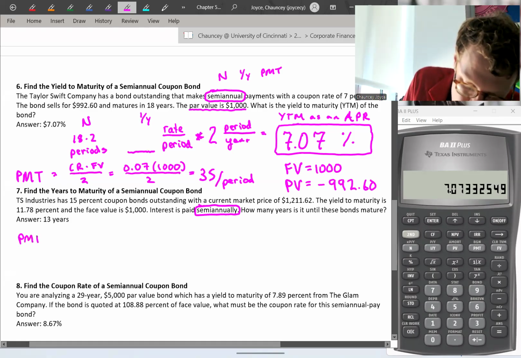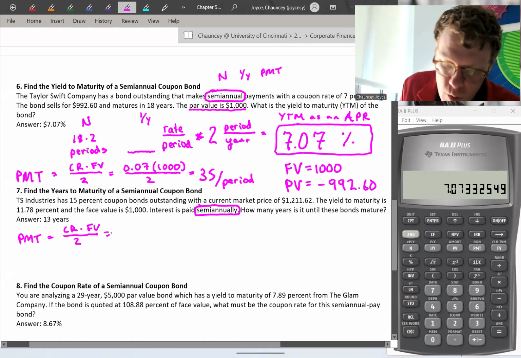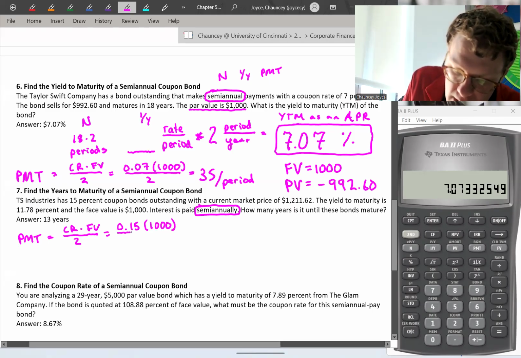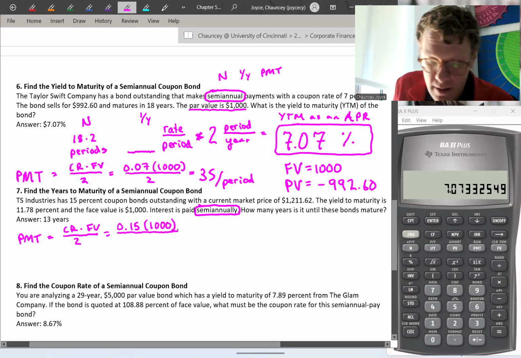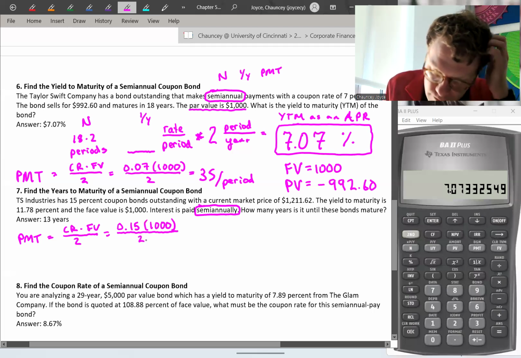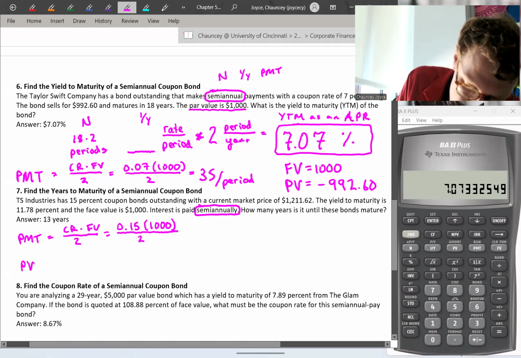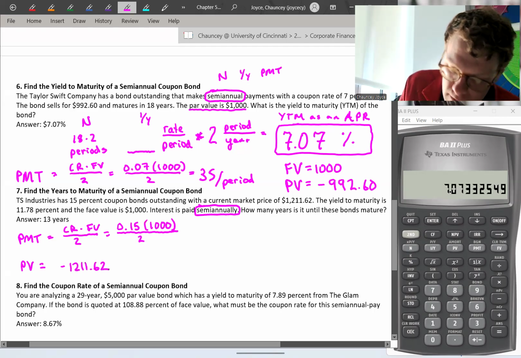Coupon payment is your coupon rate times face value over the payments in a year. That's 2 for semi-annual bonds. It's 1 if it were annual. This is a 15% coupon bond, so I'll put 15 for 15%. I have to move the decimal in this case because I'm using a percentage in a formula, divided by 2. Current market price is my PV. That's an outflow again of 1,211.62. Now this payment is going to come out as a payment per period.